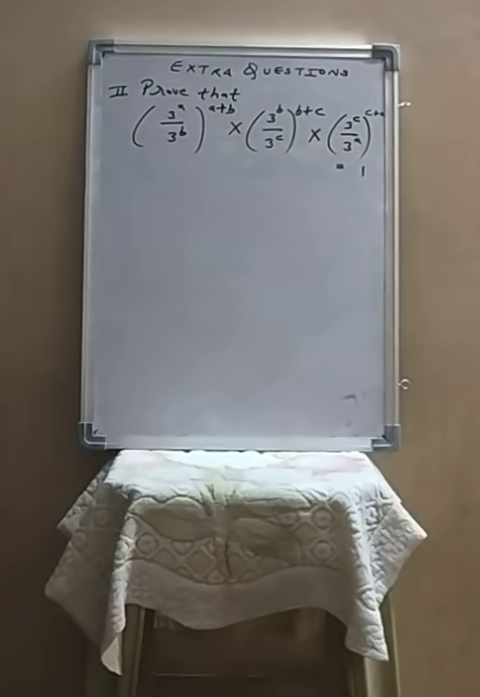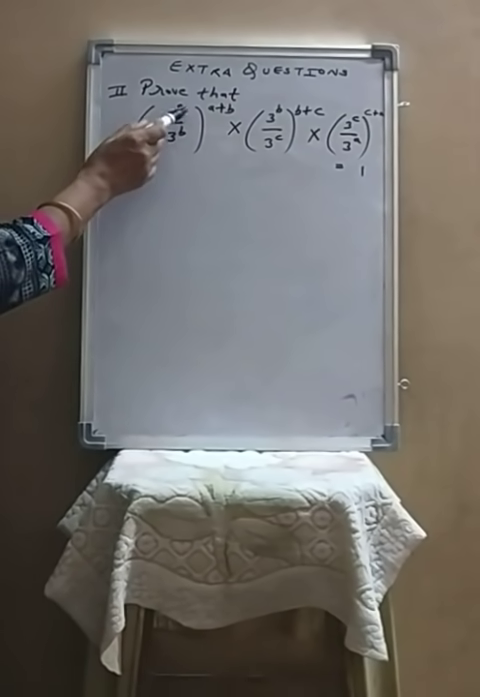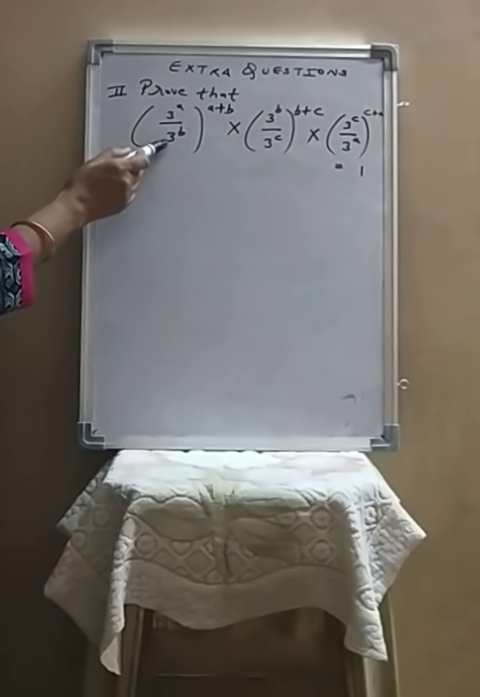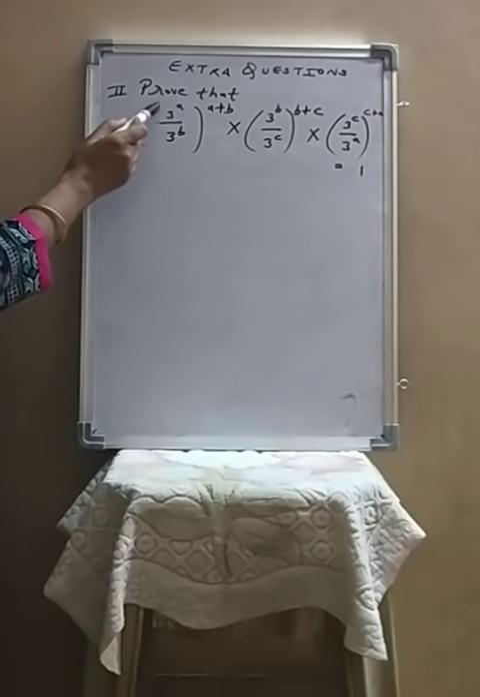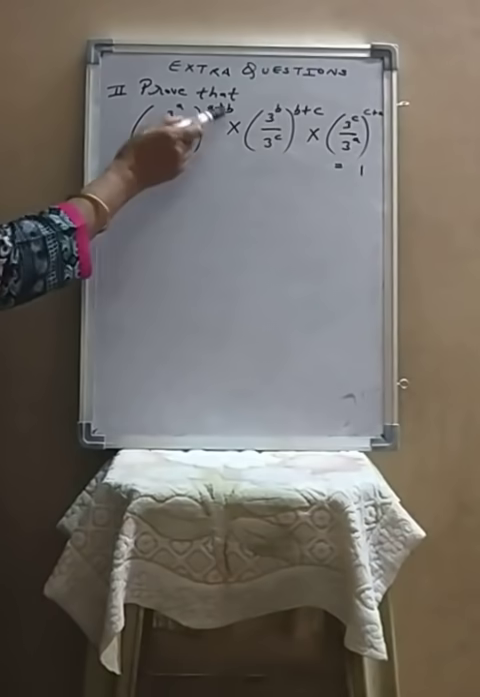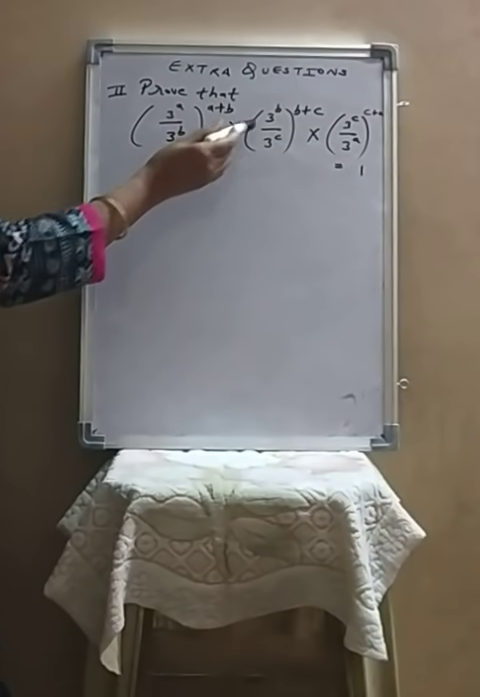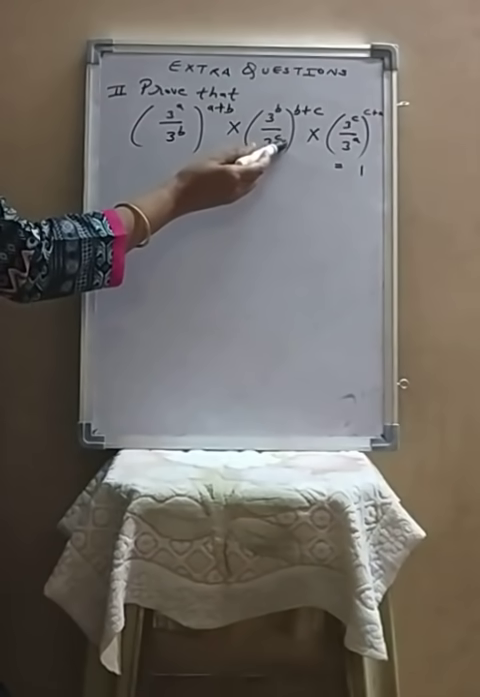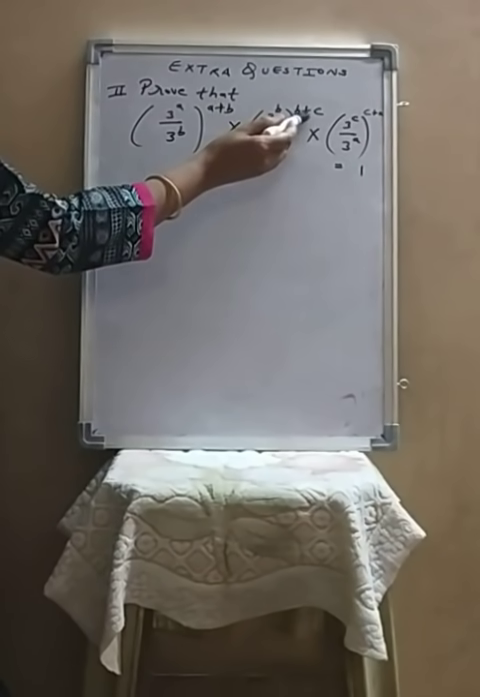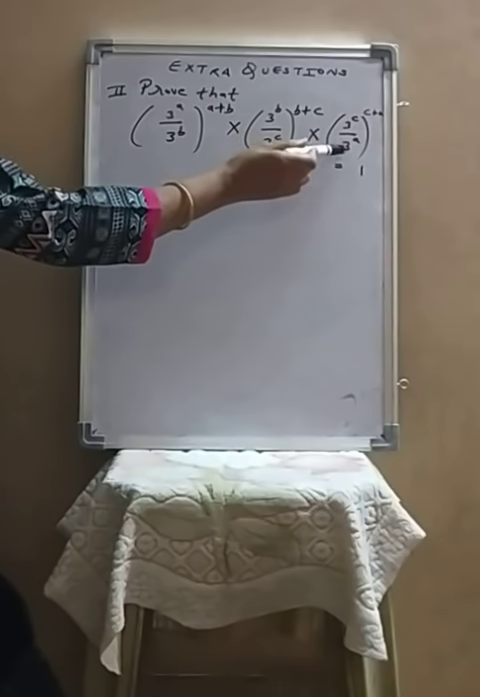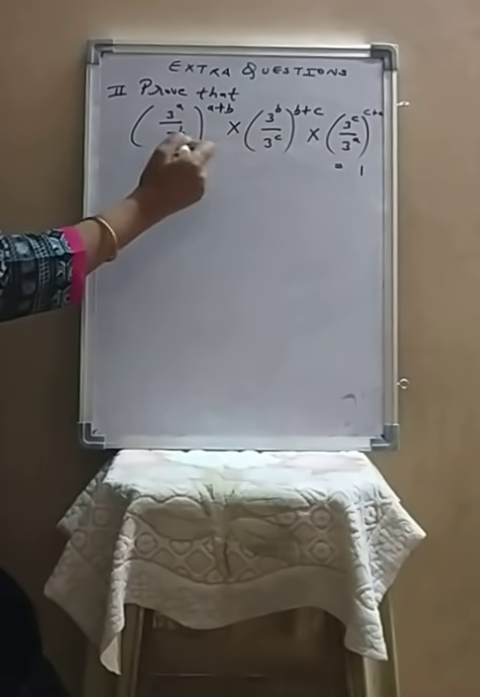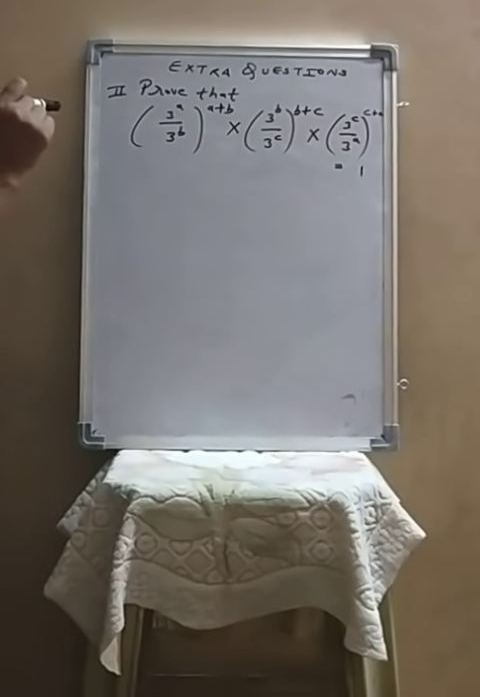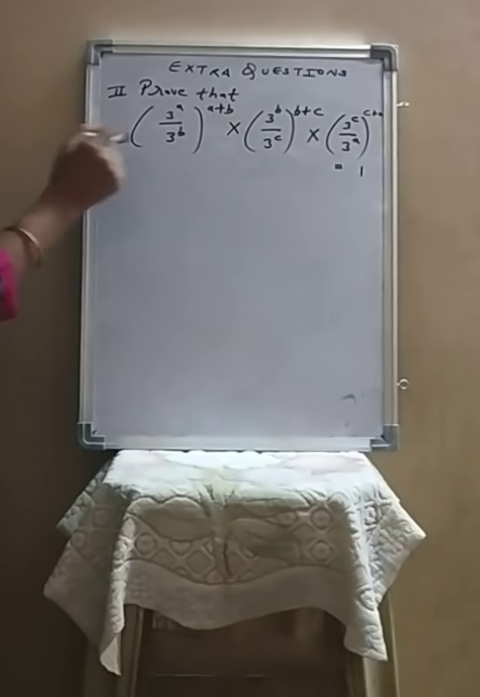Let us take another problem. Here we have to prove that 3 raised to the power a divided by 3 raised to power b in the bracket raised to the power a plus b multiplied by 3 raised to the power b divided by 3 raised to the power c in the bracket, and the power is b plus c. Similarly, we have the third expression, and all three terms are in multiplication, and you have to prove that the whole expression equals 1.